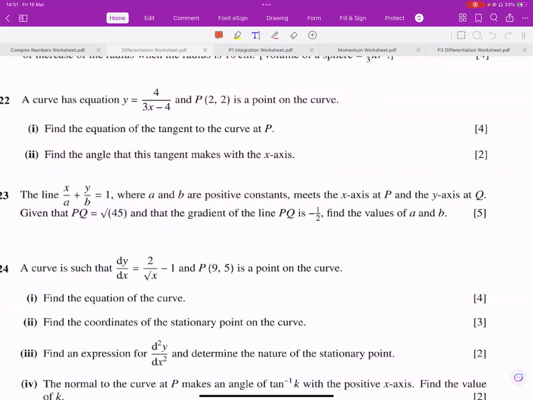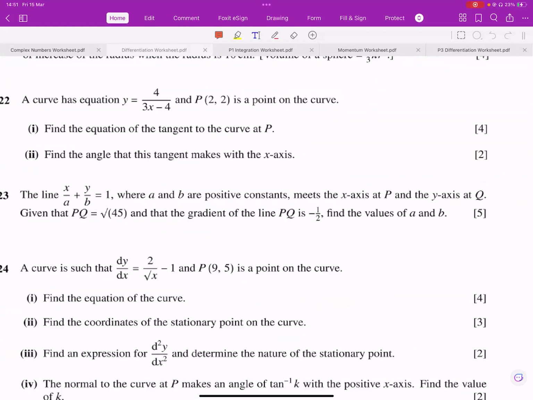Okay, question number 33 from the worksheet. It says the diagram shows the curve y equals (6x plus 2) raised to power 1 over 3 and the point A which lies on the curve. The tangent to the curve at A cuts the y-axis at B, and the normal to the curve at A cuts the x-axis at C. Find the equation of the tangent AB and the equation of the normal AC. So that's the first thing that you've got to do.